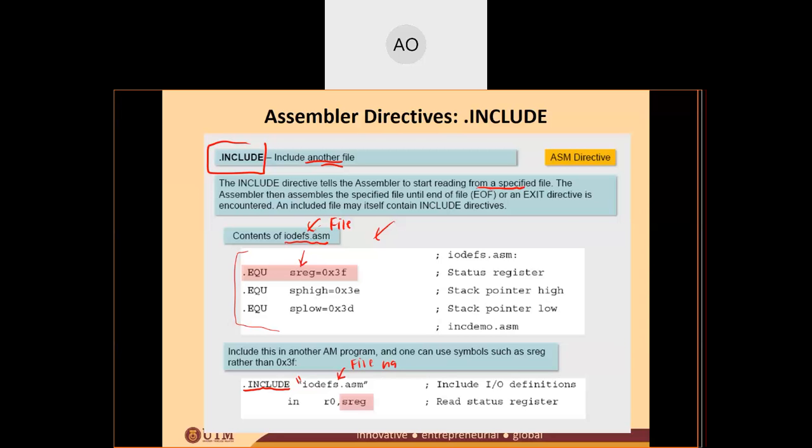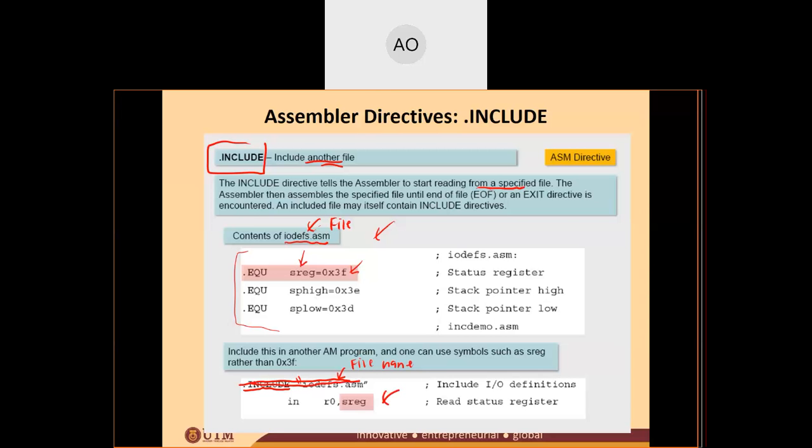Okay, so you include this file. Later, if you write down in IRO's srec, you know that you're going to read from address 3f and then put to your RO. Let's say, if you forgot to include this file, what happens after you execute this instruction?